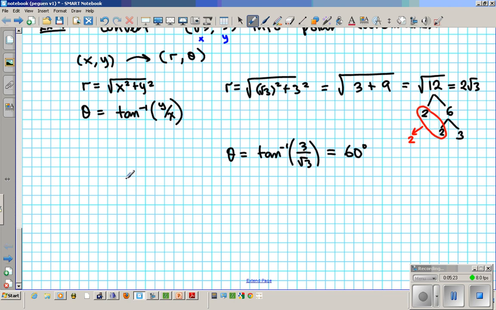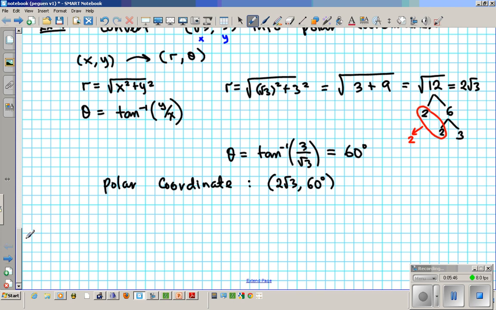So our polar coordinate is going to be r, theta, which is 2 rad 3, comma 60 degrees. There goes your polar coordinate.